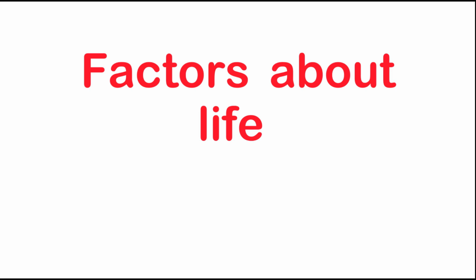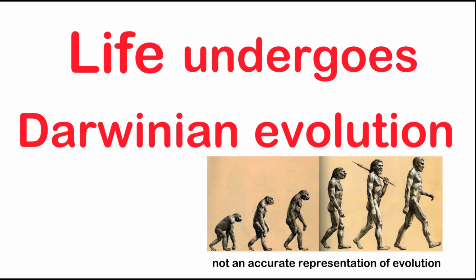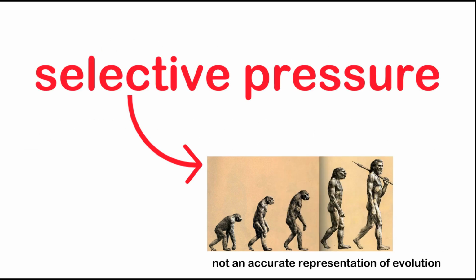But the definition also misses some very important key factors about life itself. In particular, it ignores the fact that life evolves and it changes as a result of Darwinian pressure. So we can also try and define life as something which undergoes Darwinian evolution. What that means is that the organisms from one generation to another will change in response to selective pressures like climate change. So by this definition, viruses are actually alive.